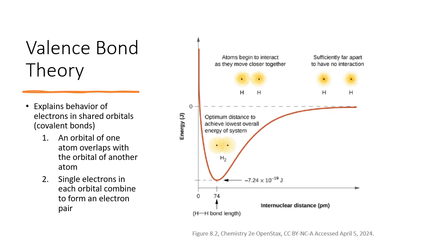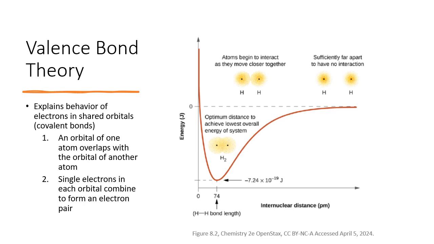So far, we've talked about atomic orbitals on individual atoms, but what happens to them in a bond? Our current understanding does not address that. There are two main theories about how electrons behave in bonds. We'll start by going over valence bond theory. Valence bond theory explains the behavior of electrons in shared orbitals. In other words, in covalent bonds.